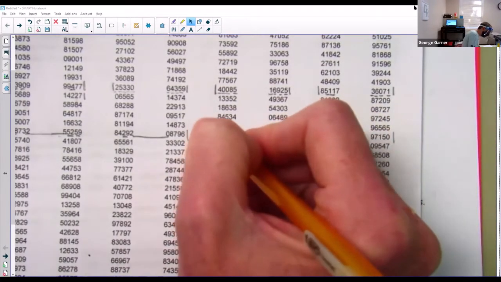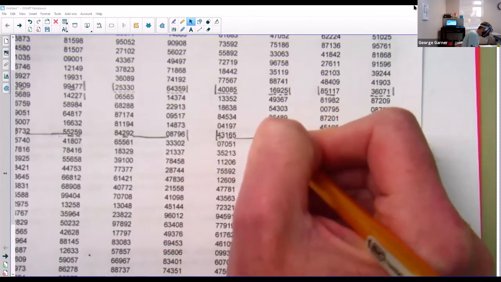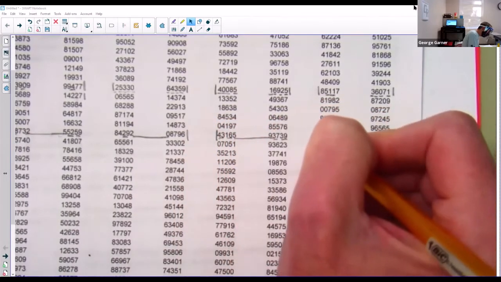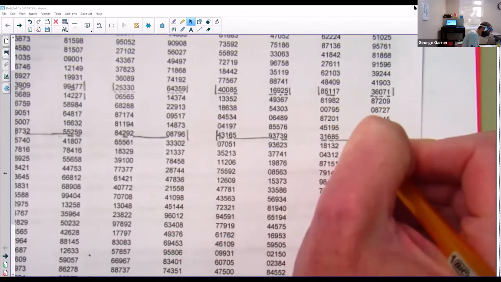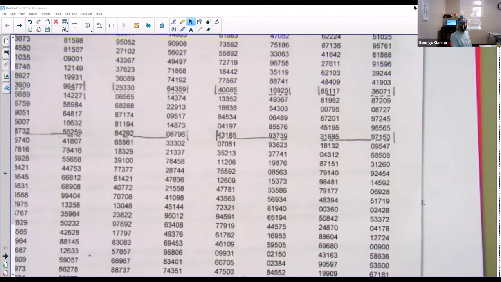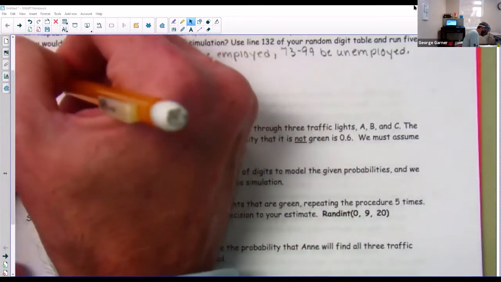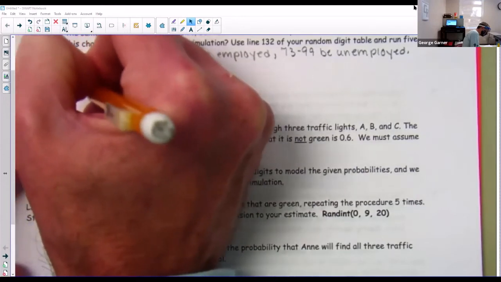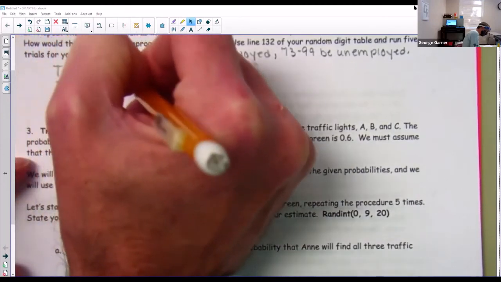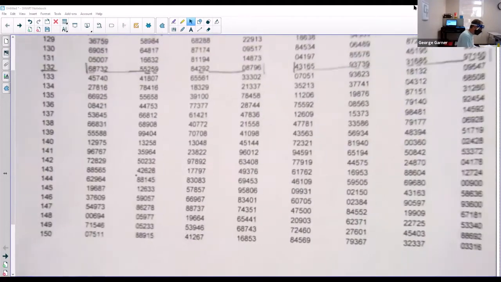And 43 is employed, 16 is employed, 59 is employed, 37, 39, 31, 68, 59, 71, and 50. All 10 of them are employed, all 10. So that's trial number 2, and we got 10.